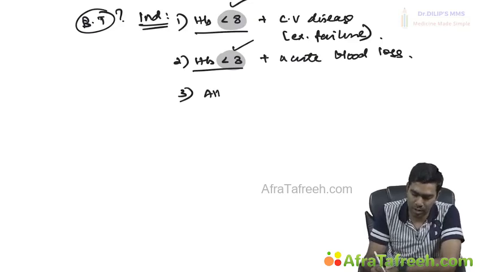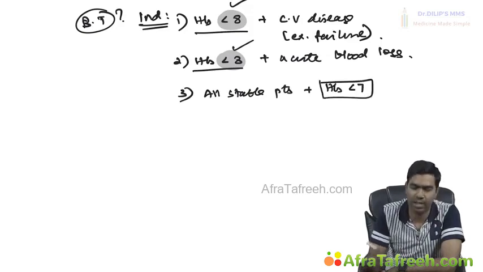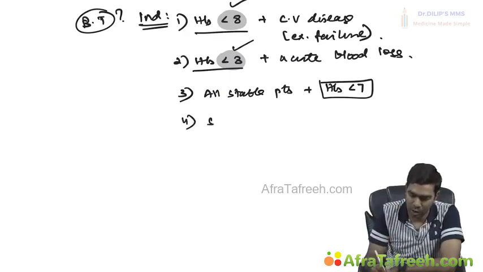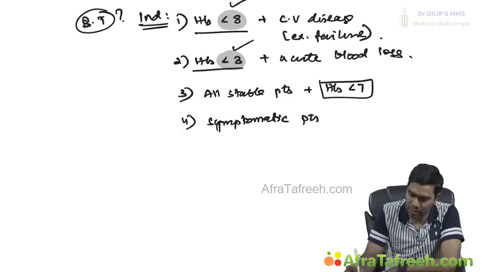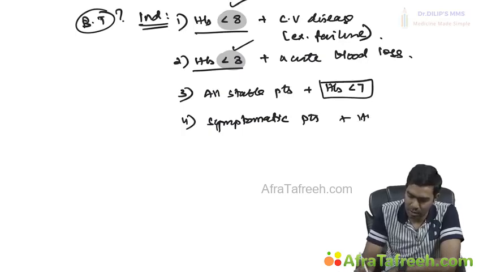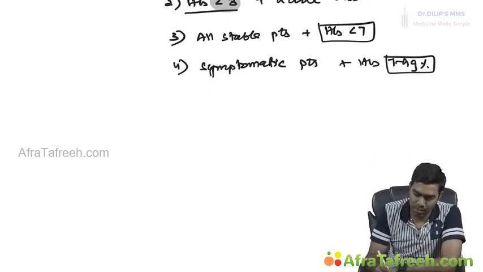Number 3, for all stable patients, any patient with a hemoglobin of less than 7 is an indication for blood transfusion. Or, number 4, symptomatic patients with hemoglobin of 7 to 9 grams per deciliter. Again, this becomes an indication for blood transfusion.